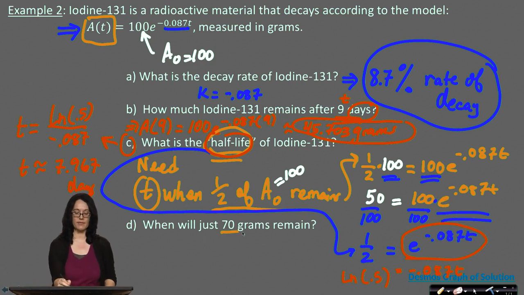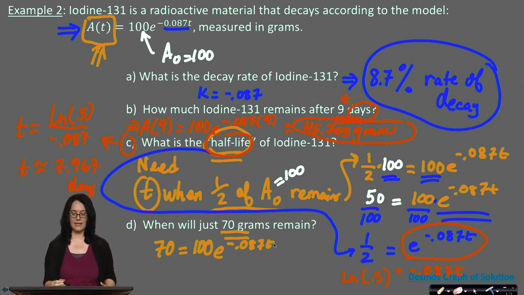Okay, so we want 70 grams to remain, so where would 70 go? If you said it would go here for the amount, you would be correct. So 70 should be equal to 100 e to the negative 0.087t. Can you recognize that that equation is exactly the same type as the equation we just did? A number equals another number, e to a power. Same thing. So take a moment and try it yourself if you haven't already done so.